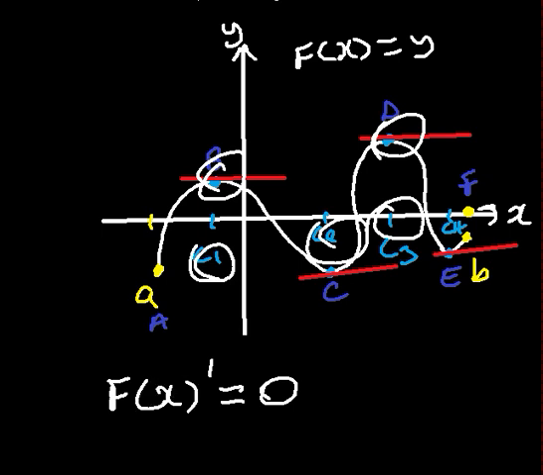Now if this is the case, we're saying the x values in these points are the same as the critical values. Therefore, f prime of c is equal to 0. And this is what is known as Fermat's theorem.